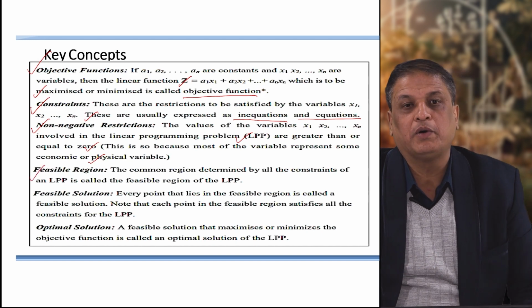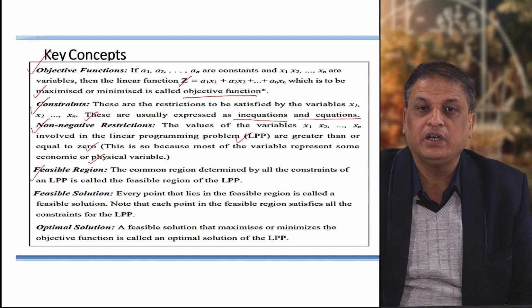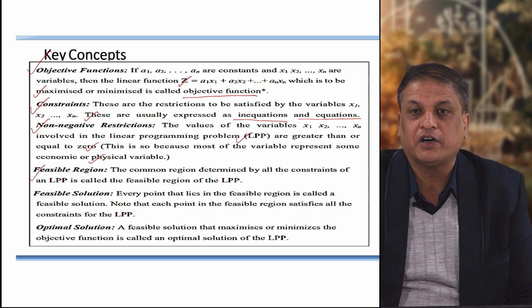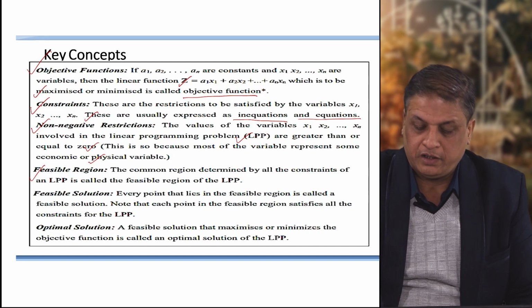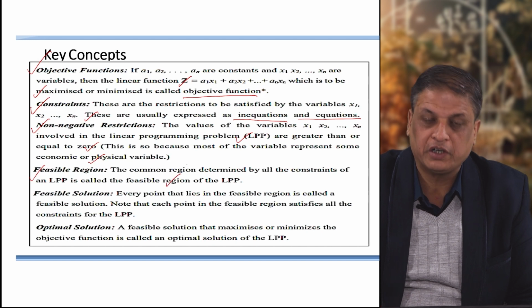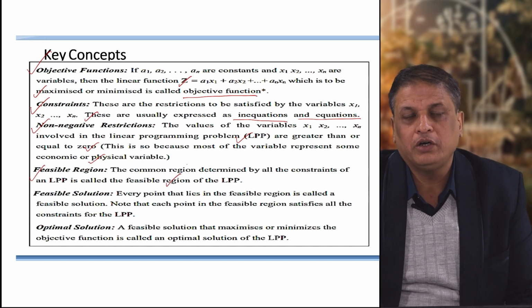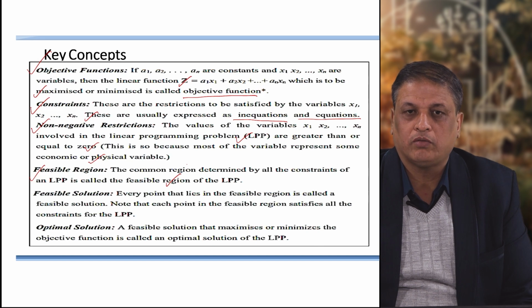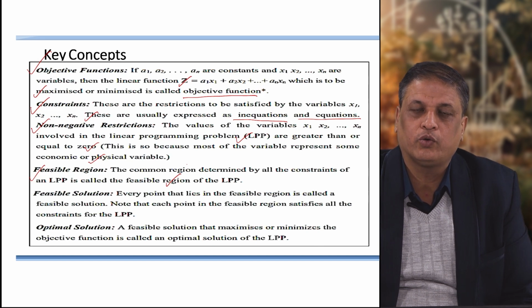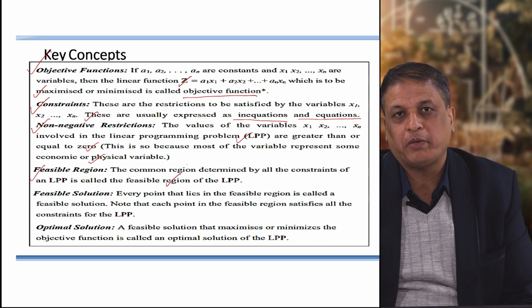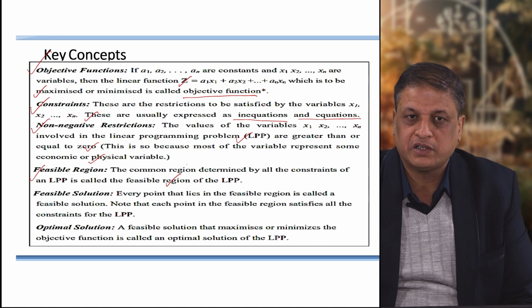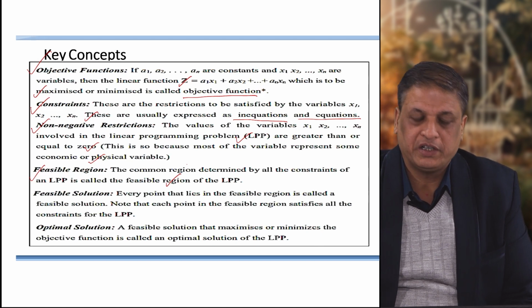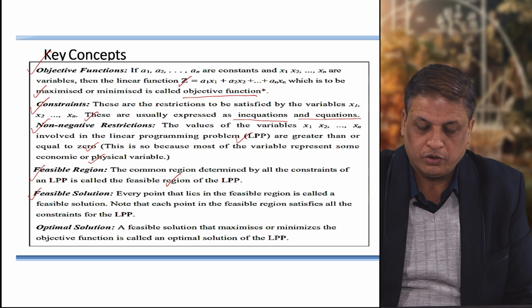Thereafter, the feasible region is a common region determined by the constraints of the linear programming problem, and it is also known as the feasible region of a linear program. Need not worry, we are going to apply these concepts when we solve the numericals. In the subsequent slides we are going to understand how to perform the mathematical formulation, how to identify the constraints, how to identify the feasible region, and how to identify the feasible solution.